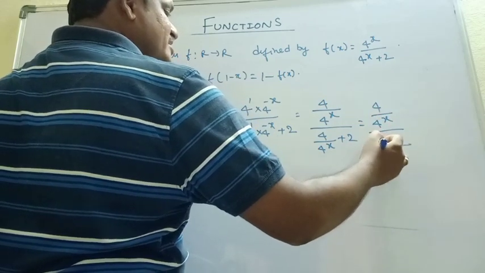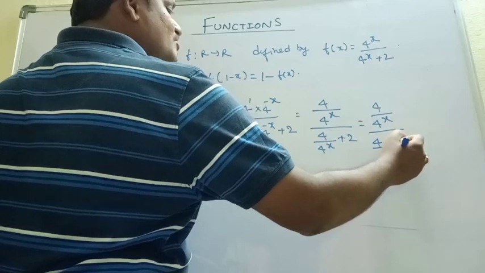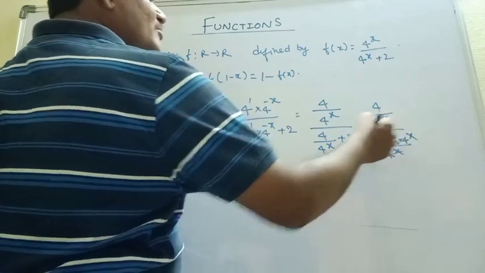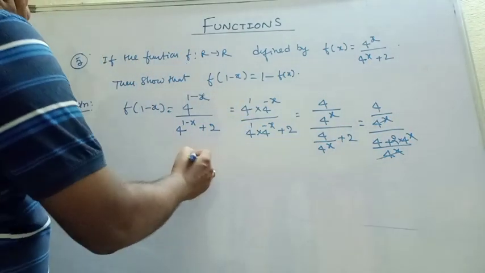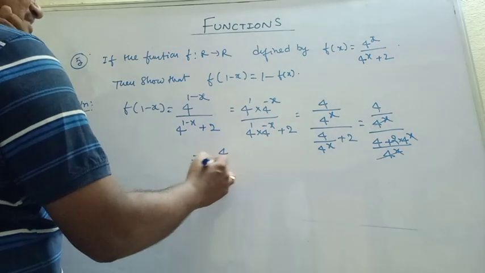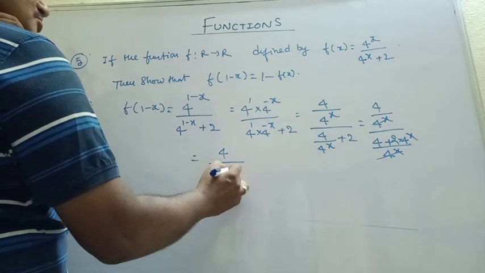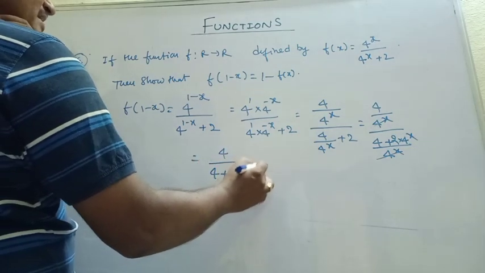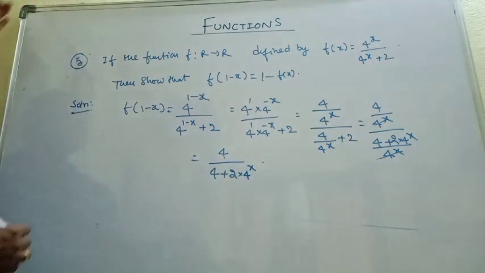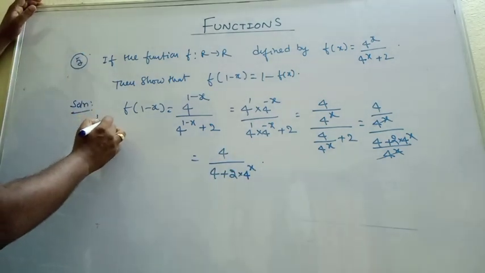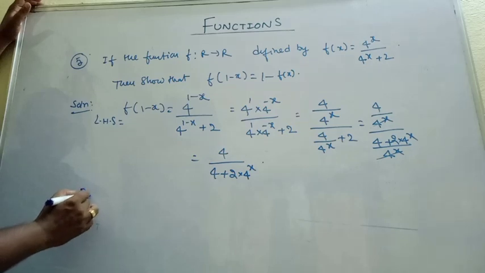You have here 4 plus 2 into 4 power x. This 4 power x will cancel, and you have 4 by 4 plus 2 into 4 power x. This is f of 1 minus x. This is the left hand side part. Now you have the right hand side part.